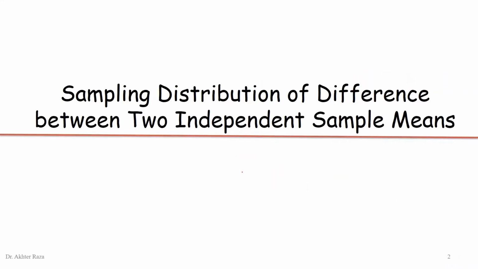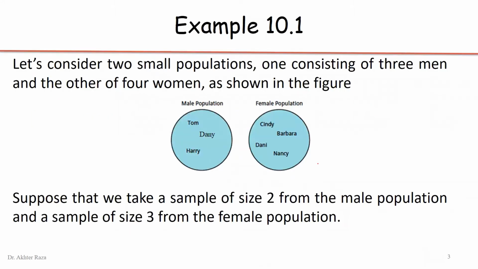The sampling distribution of the difference between the two independent sample means. Before starting the procedure of comparison of two means, we have to focus on the sampling distribution of the difference of the two independent sample means. Consider two small populations. One consists of 3 men and the other comprises 4 women, as shown in the following figure, the population of males and the population of females.